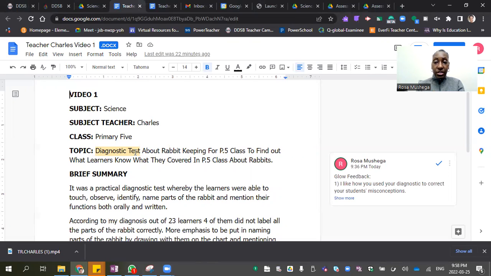So when you do a diagnostic, it's important to use it to find out what information your students know or need in order for you to find a starting point for your instruction for a given topic, a new topic that you're about to teach. So from what Teacher Charles has written here, I am not quite sure what the topic is. It does say to find out what learners need to know about what they covered in P5 class about rabbits. So if he writes that, I'm assuming that he's going to teach about rabbits.